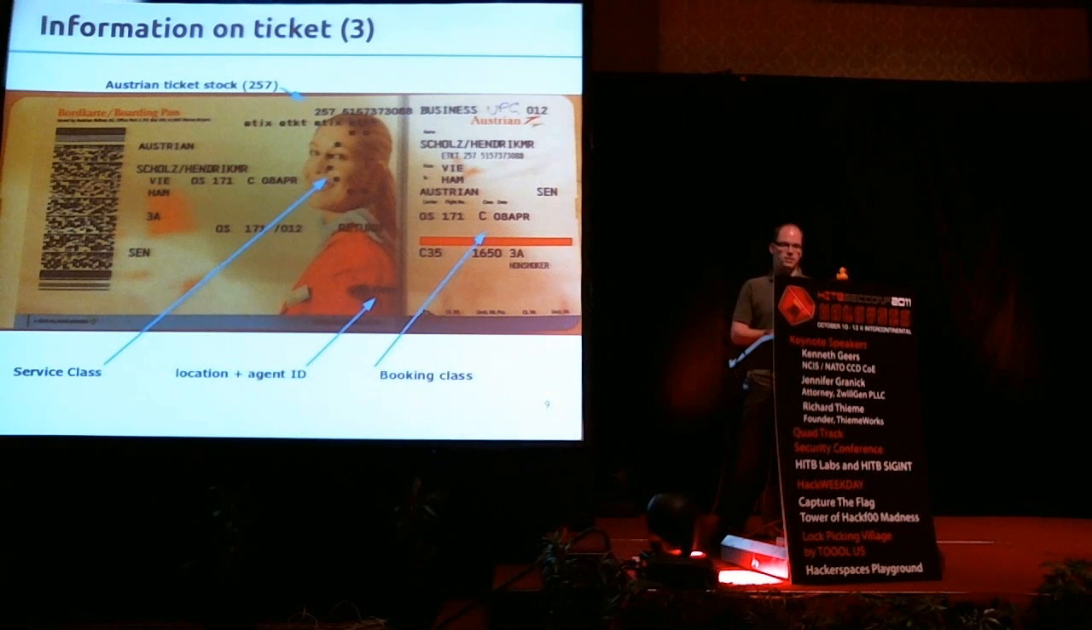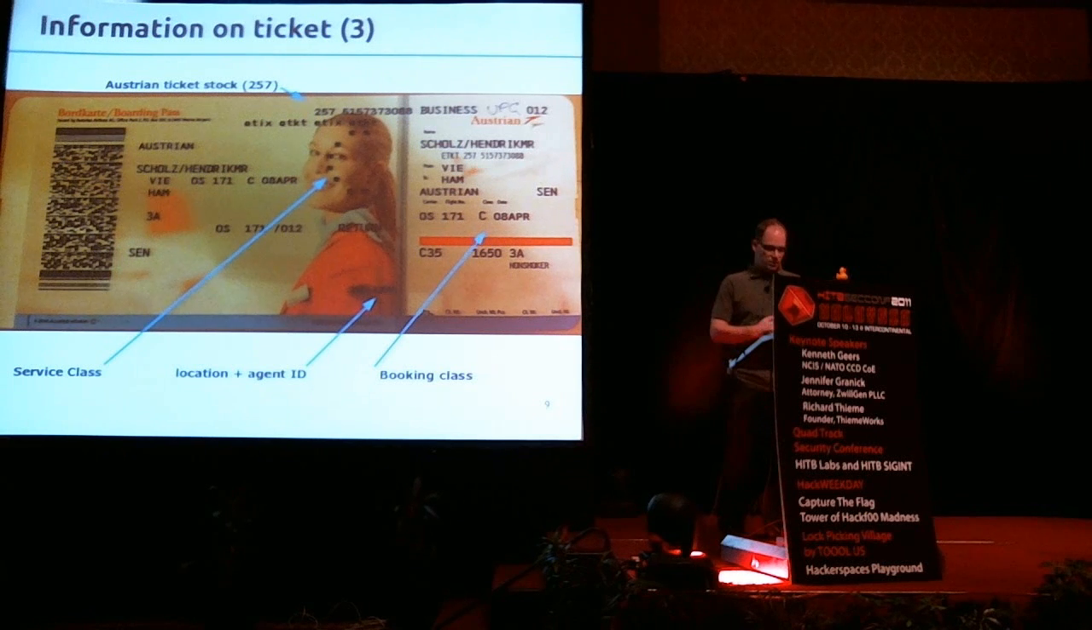Different ticket, in this case it shows 257 for the Austrian Airlines ticket stock. Got lucky, got an upgrade to business class on that one. Capital C is the service class. You also see the C as booking class. Also got the miles for that, which is nice because more miles. And you can also see the Vienna.